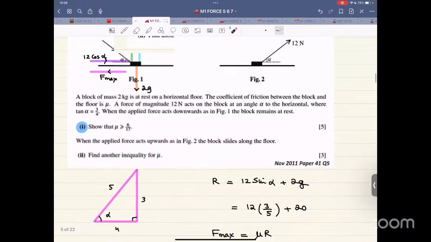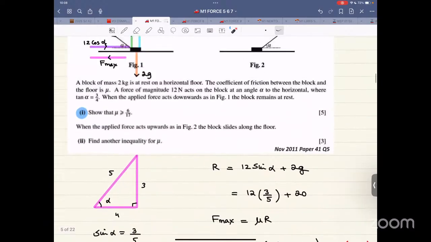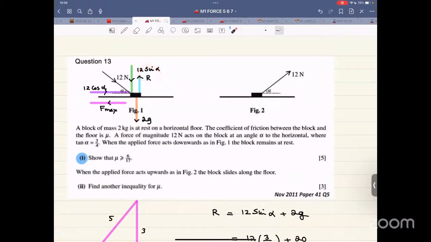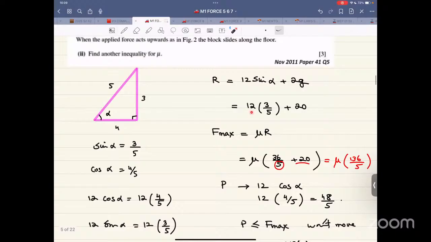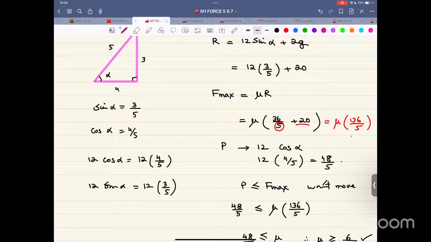R plus 12 sine alpha is 2g. So R is up, and 12 sine alpha is going down. That is this green one. And this is 12 sine alpha plus 2g, that's R. 12 into 3/5 plus 20, that is R. F max is mu R. So this is 12 into 3 is 36/5, 5 into 20 is 100, so 136/5. That is a 1 over here. This is 136/5. Now P is 12 cos alpha.